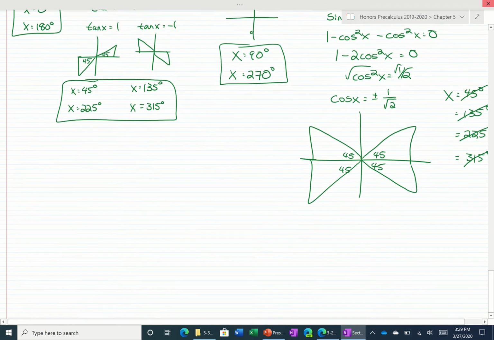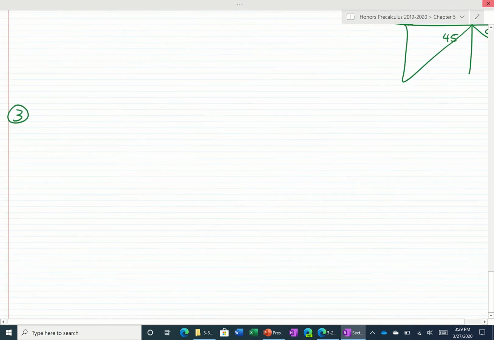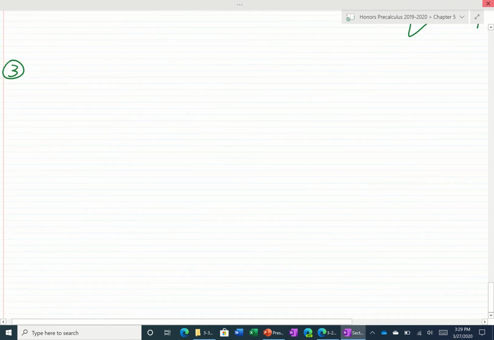On the back, I'd imagine a lot of you probably had trouble with number 3. Let's try to do that one together. So number 3, it says the sine of 4x is equal to negative 2 times the sine of 2x. Now there's a little bit of a trick with this. The sine of 4x is actually the sine of 2x plus 2x, and we could use our double angle formula right here.